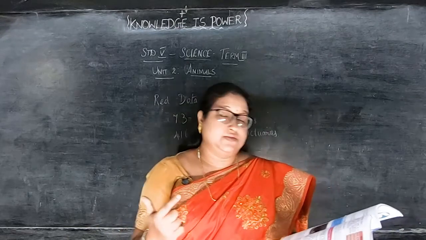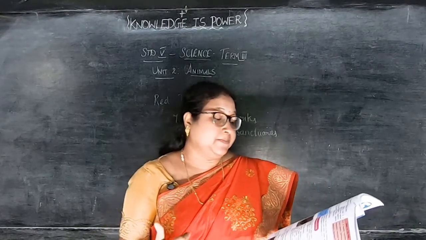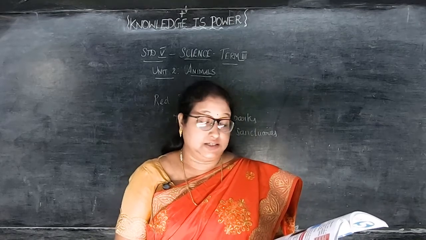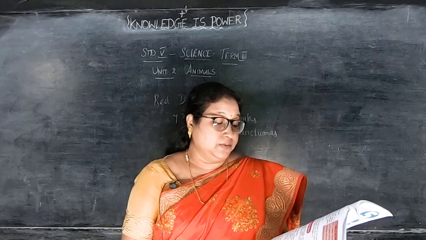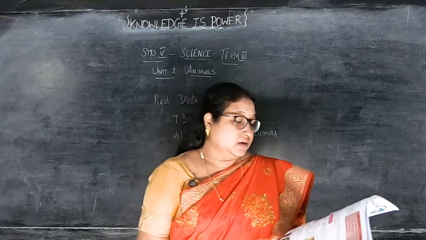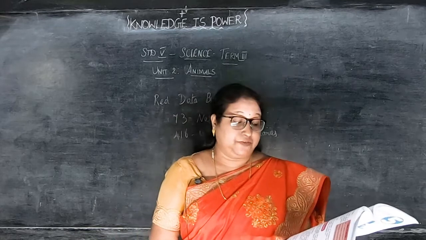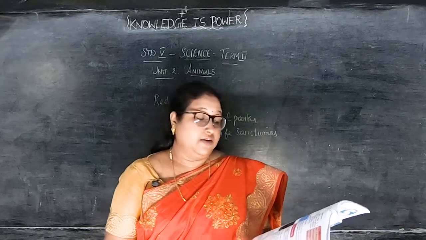Now, what are the wildlife sanctuaries we can see? First is the Kalakkad Wildlife Sanctuary. It's famous for tigers and many other animals also. And these are like Nilgiri Tahr, sambar, gaur, elephant, squirrel, flying squirrel. All these animals are also found here.